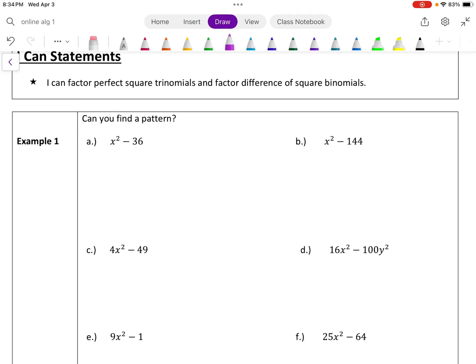All right, sometimes when we're factoring, we have these situations that we call special cases. Specifically, we've got perfect square trinomials, and we've got difference of square binomials. There are some shortcuts. We can still factor it the same way.